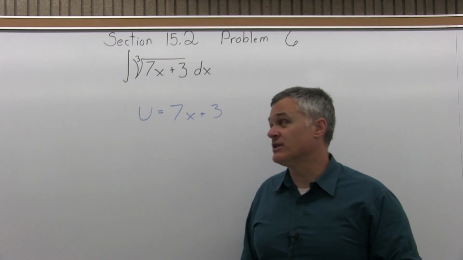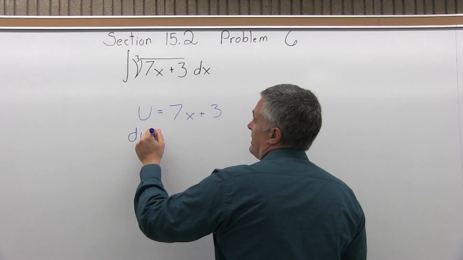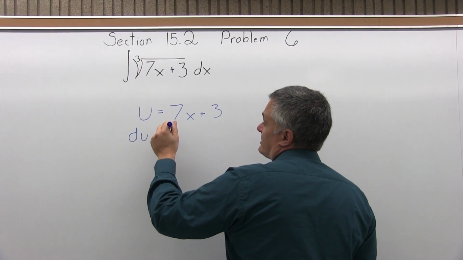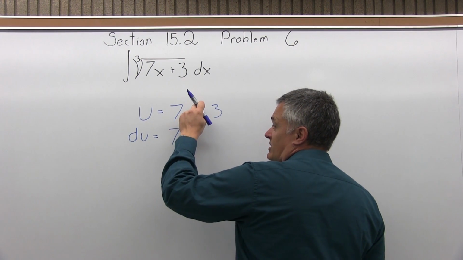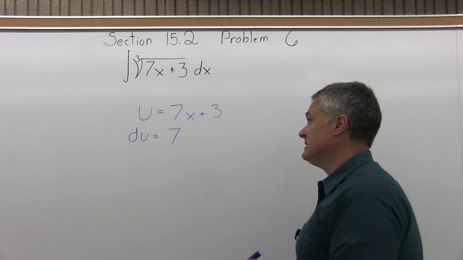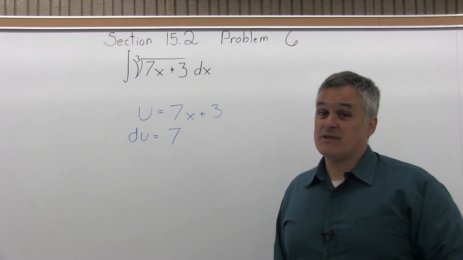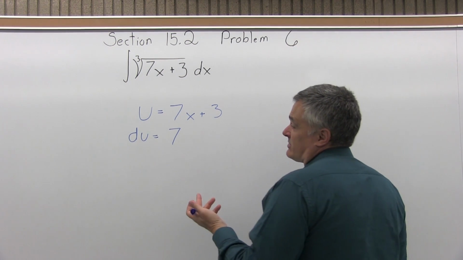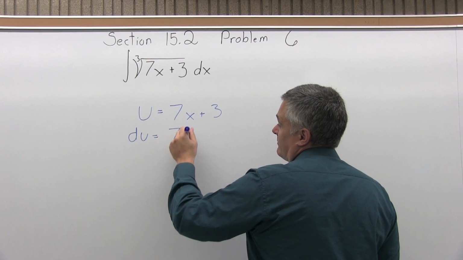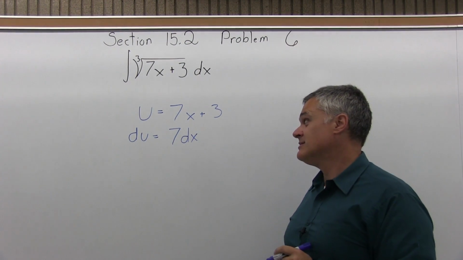The next thing we do is find the derivative of u, which we label du for derivative of u. And the 7x has a derivative of just 7. When you have an x to the first power, the derivative is the value in front of the x, in this case positive 7. The 3 on the end has no x with it, so its derivative is 0. So I really have 7 plus 0, just 7. And you put dx on the end for derivative with respect to x.